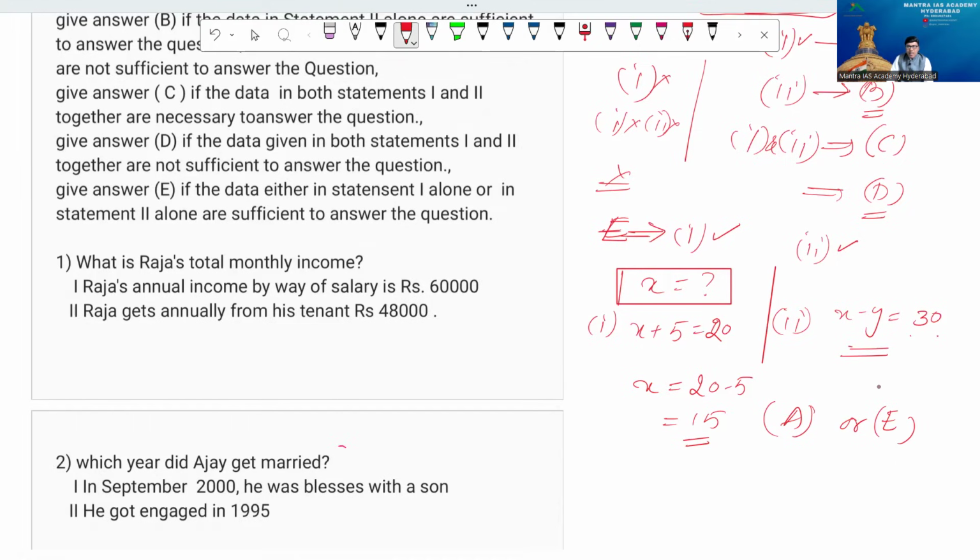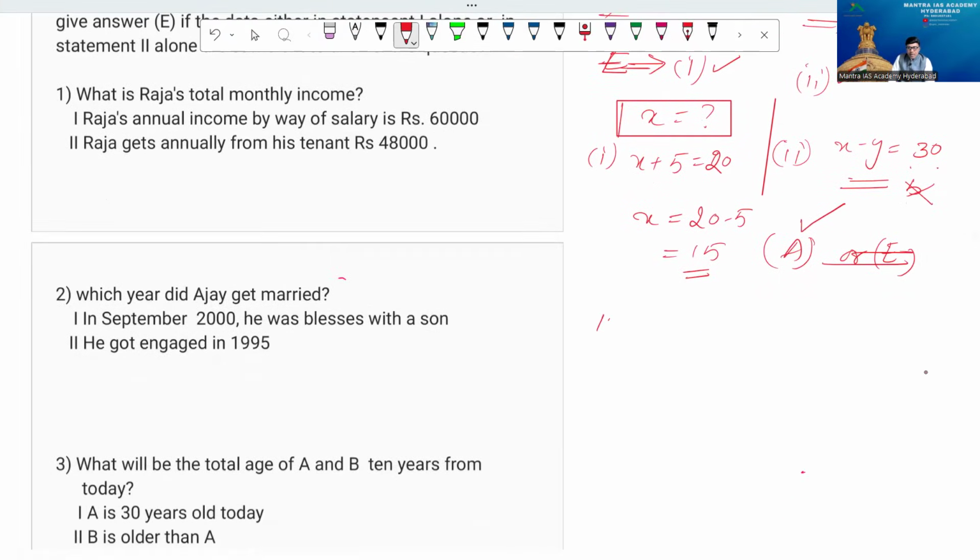So by using the second statement, it's not possible to tell the value of x. So our answer is not B. The option is only A. This is the first model. Then I'll go to the second model here.